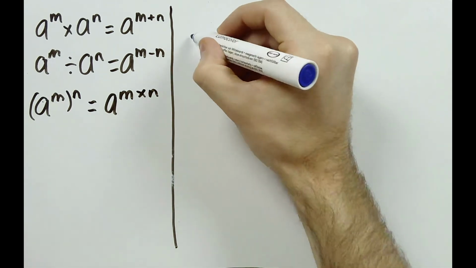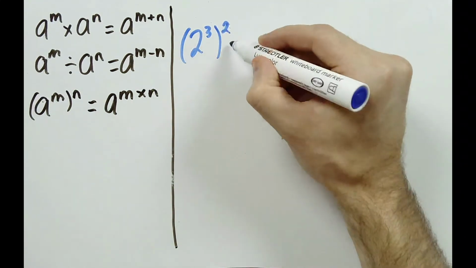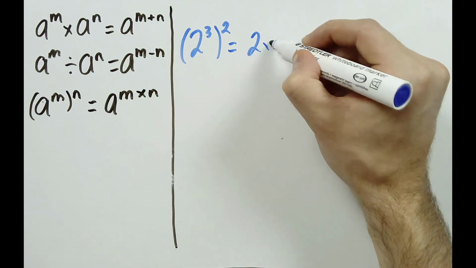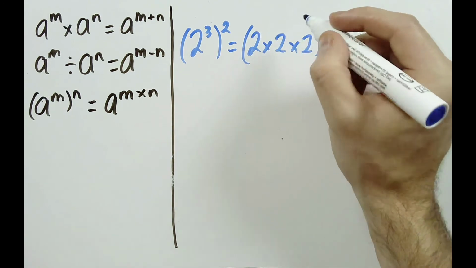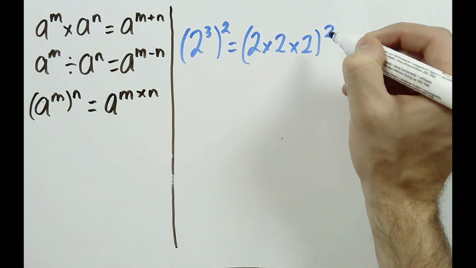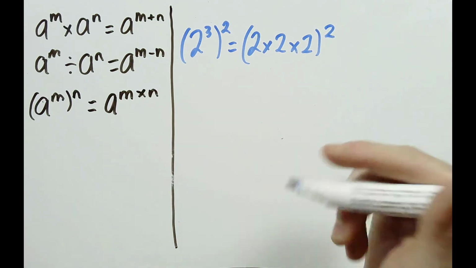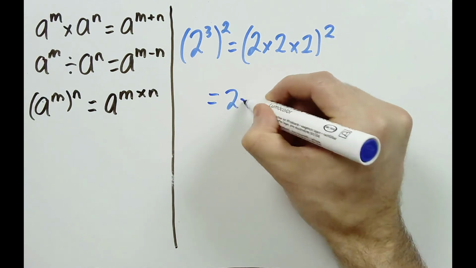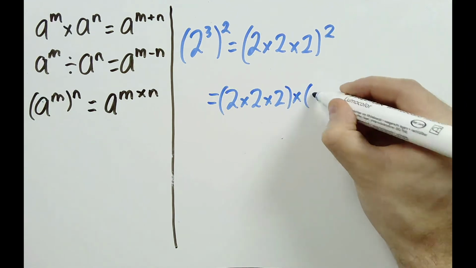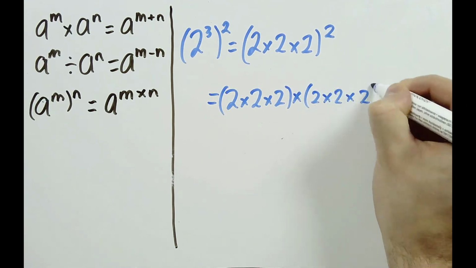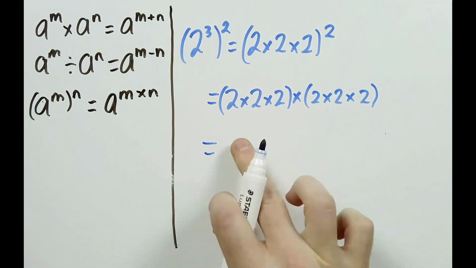Let's have a look at another example, 2 to the power of 3, all raised to the power of 2. So here, if we were to represent 2 to the power of 3 as 2 times 2 times 2, and we raise this to the power of 2, we know that when we raise a number to the power of 2, we multiply it by itself. So in this case, we'll end up with 2 times 2 times 2, all multiplied by 2 times 2 times 2.